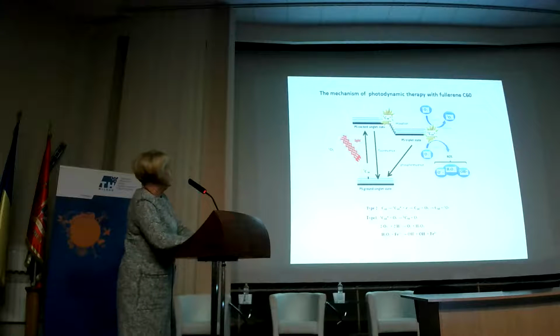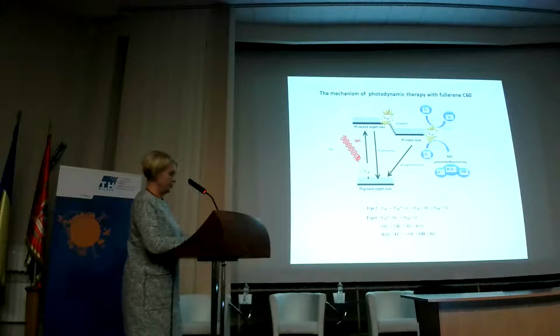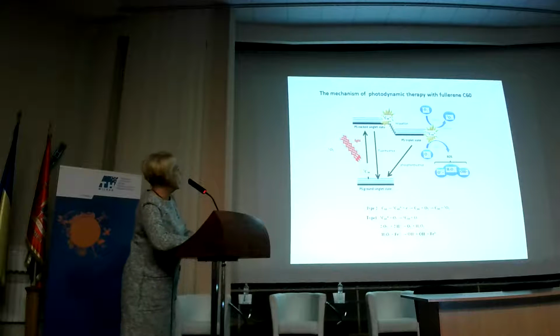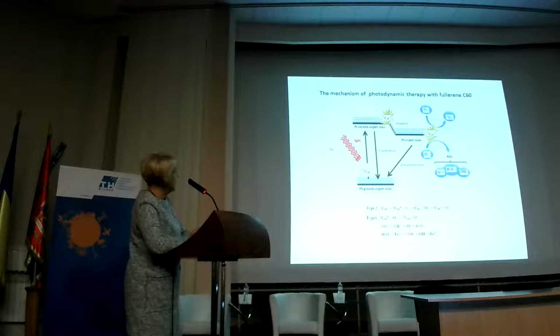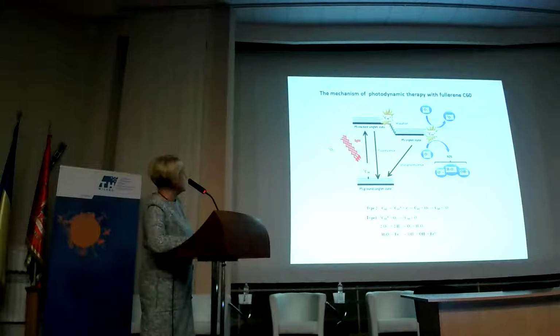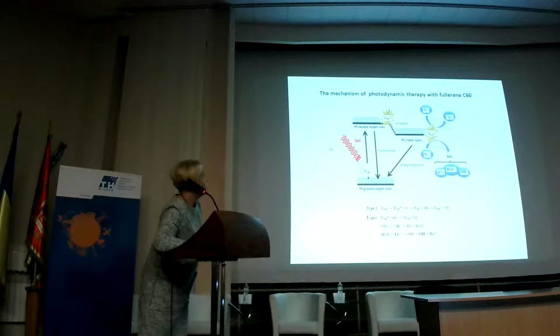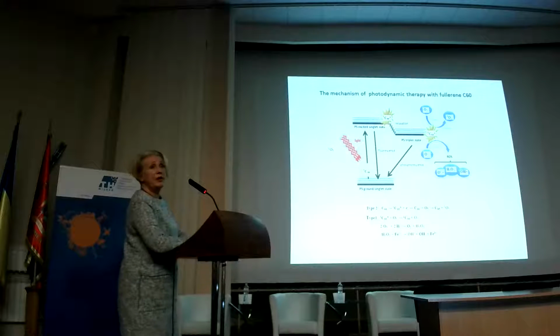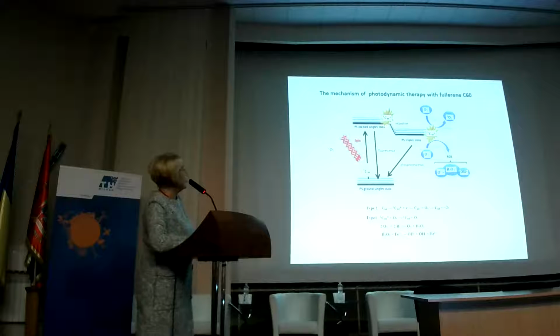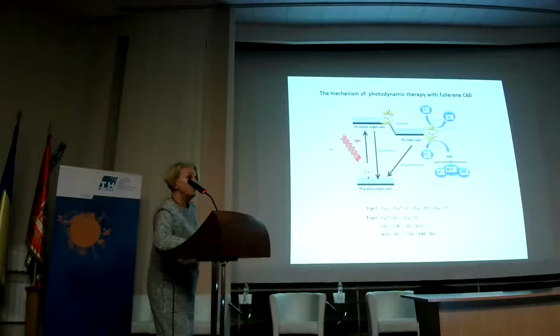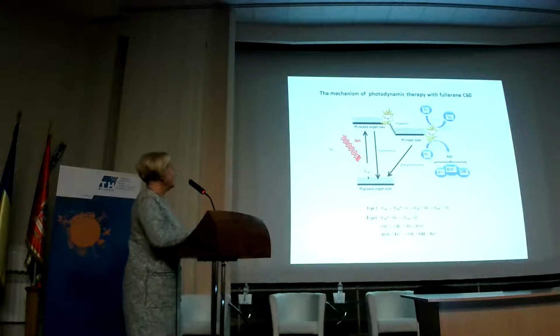The mechanism of photodynamic therapy with fullerene C60. Normally, this nanostructure is in the ground singlet state. After absorbing a quantum of light energy, it is photoexcited and goes to the excited singlet state. It is very short-lived, 2 nanoseconds, but it can transfer to the triplet state with a longer lifetime.